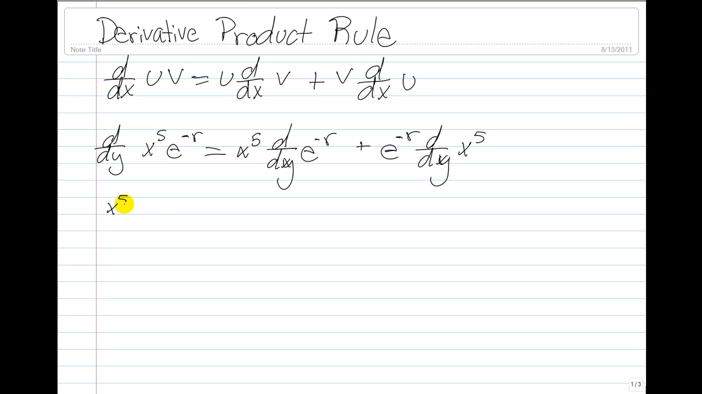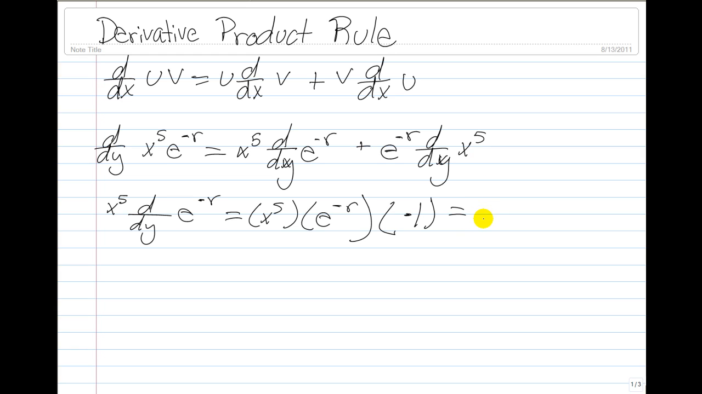So we have x to the power of 5 times the derivative of e to the power of negative x, and the derivative of e to the power of negative x is equal to e to the power of negative x times the derivative of negative x, which is equal to -1. And our answer for that is negative x to the power of 5 times e to the power of negative x.